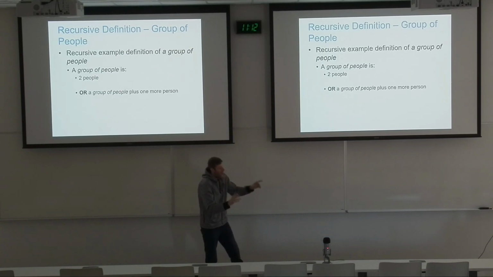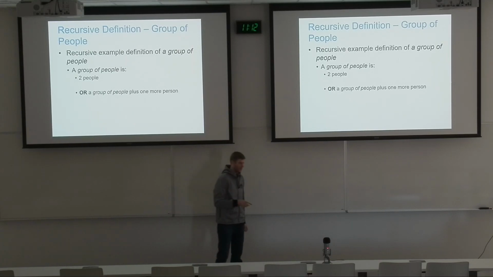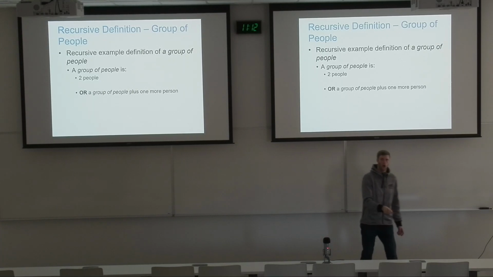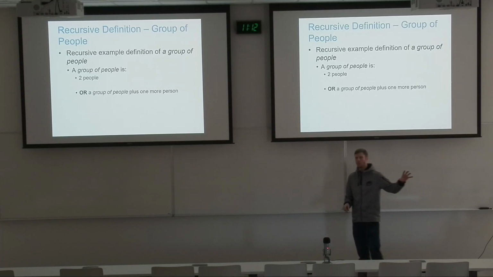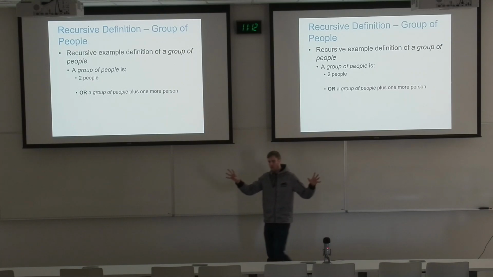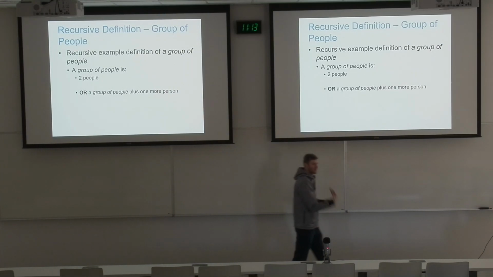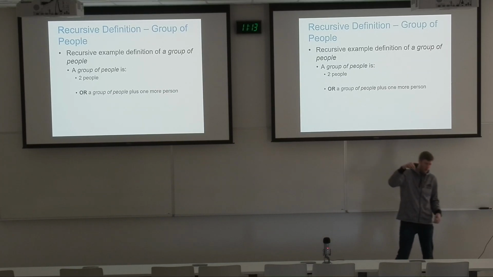And then, because I know three people is a group of people, I then also know that 3 plus 1 is 4, and if three people is a group of people, 3 plus one more person must therefore also be a group of people by the definition. So that's very constructive, but we could also work our way down.